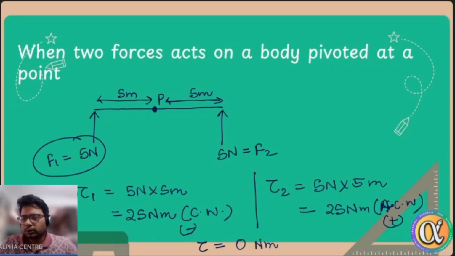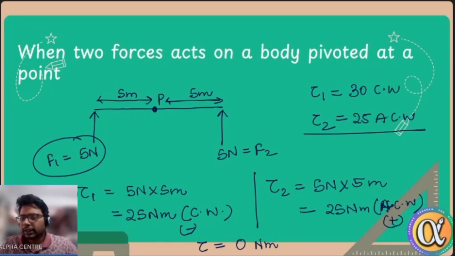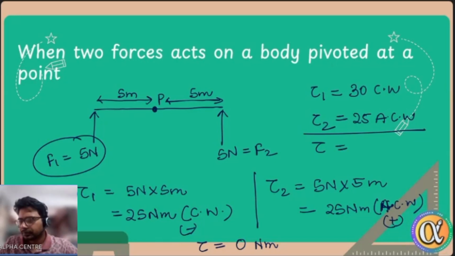Suppose there are two torques, for example, T1 and T2. This is 30 clockwise and this is 25 anti-clockwise. Can you tell me what is the resultant torque because of these two torques? One is 25 anti-clockwise and the other is 30 clockwise. So what is the resultant of these two? As I said, we don't worry much about the minus or the plus sign here. So the resultant is 5. Now this 5 is in which direction? Clockwise.